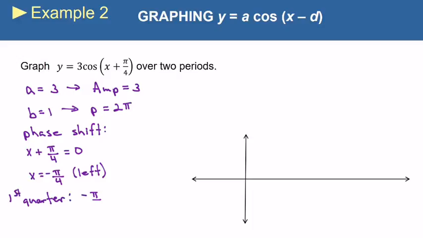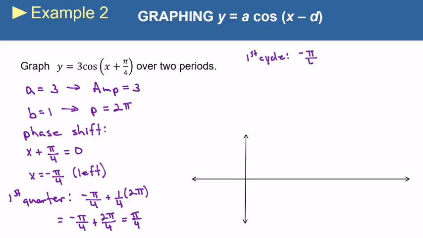So I'll take my starting place and I'll add a quarter of a period. My starting place plus a fourth of the period, and that will give me my first quarter mark. Now that's negative pi over 4 plus 2 pi over 4, and that ends up being positive 1 pi over 4. Okay, so that's good news because now we see that our first quarter mark is going to be to the right of the y-axis.